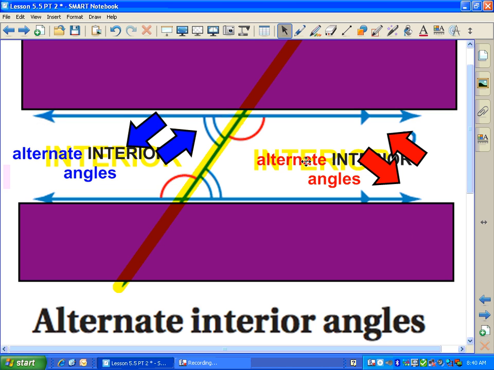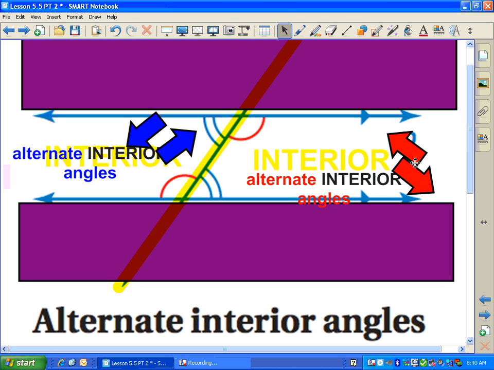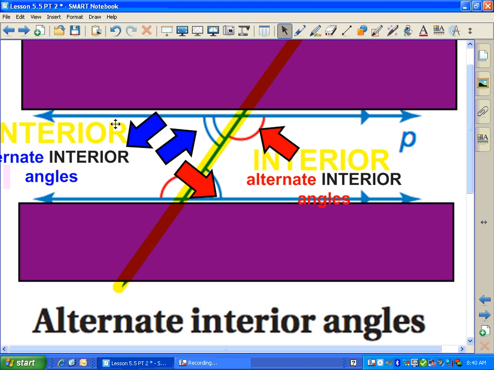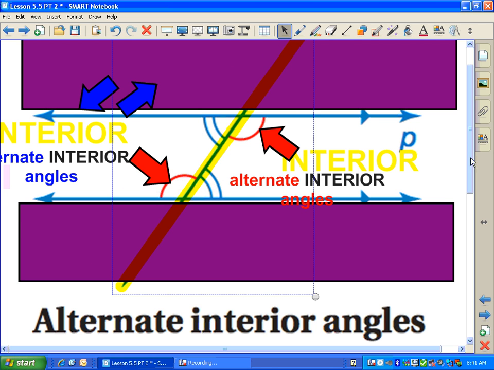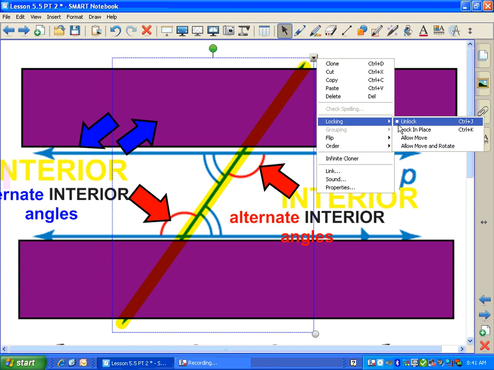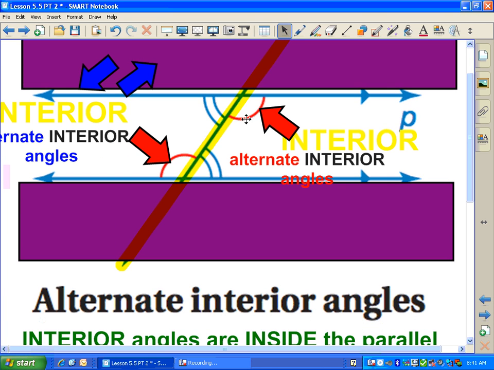All right, so by definition, I can say the two red angles are congruent. And the reason why these two red angles are congruent or equal to each other is because they are alternate interior angles. Alternate, they're on opposite sides of my transversal, and they're on the inside or interior of my parallel lines.